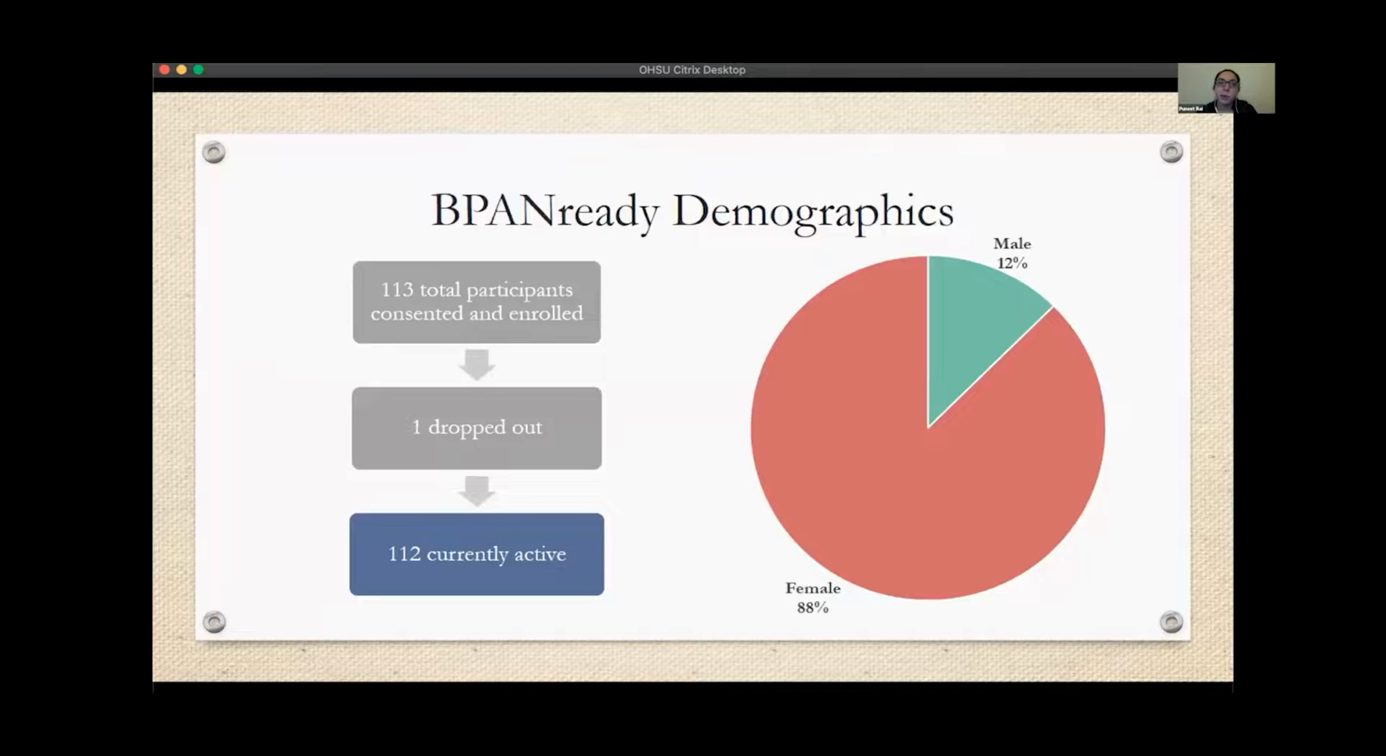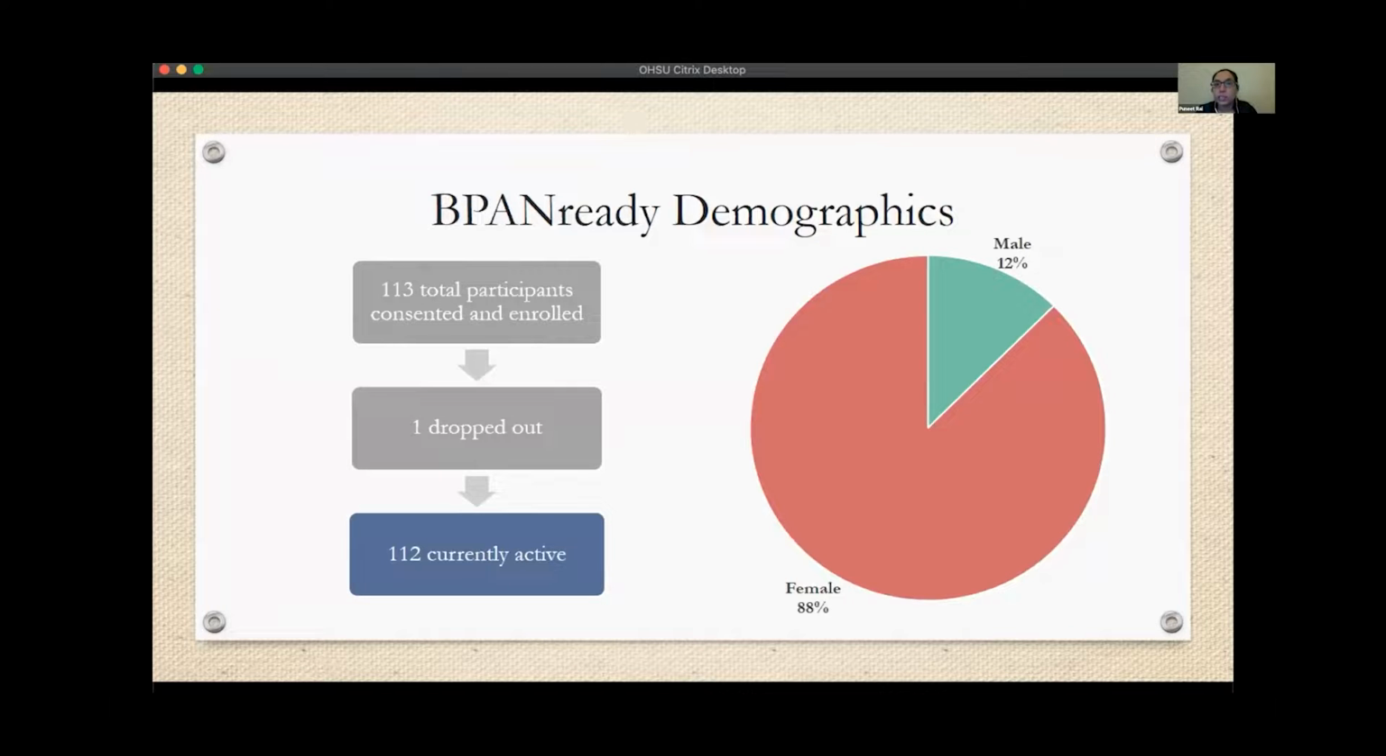And here is where we're at in the study so far. So we've enrolled 113 total participants, and these numbers are up to date as of Friday. And so far, we've only had one participant drop out, and that was because their child was declining, and having to answer questions about that decline was very distressing to them, so they decided to drop out. And so we have 112 participants who are currently active in the study.